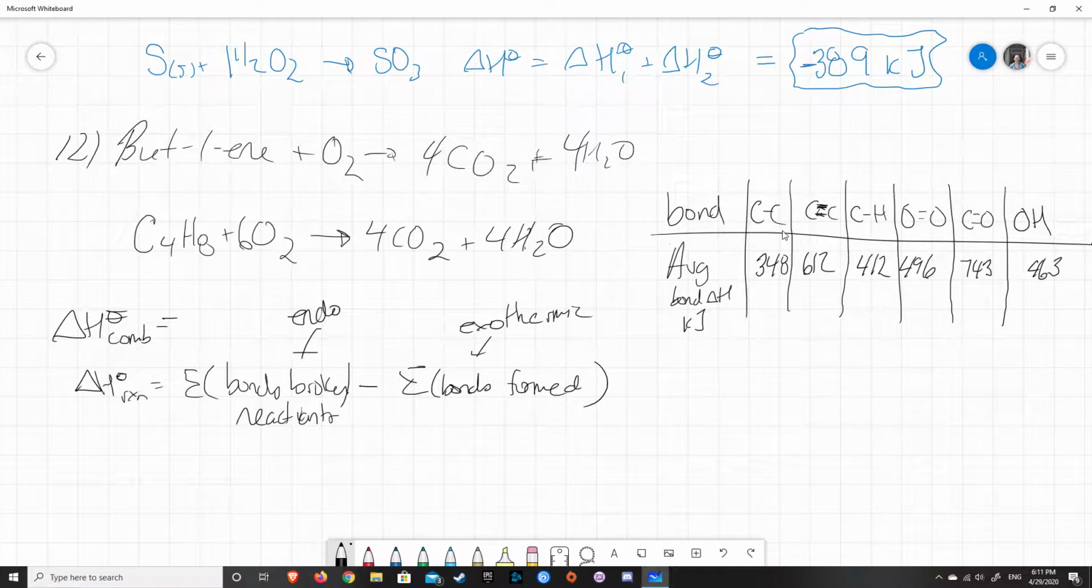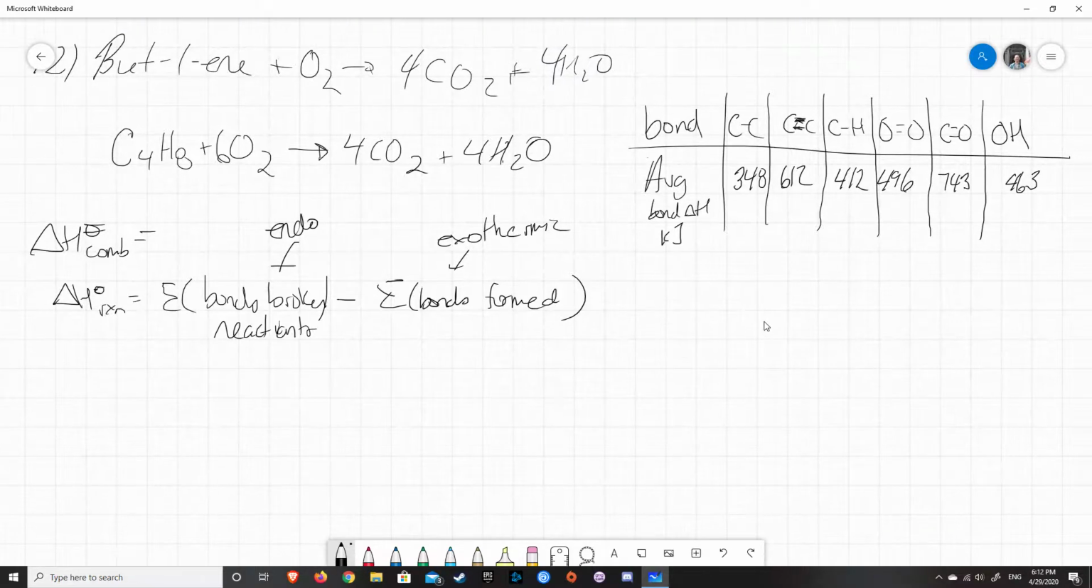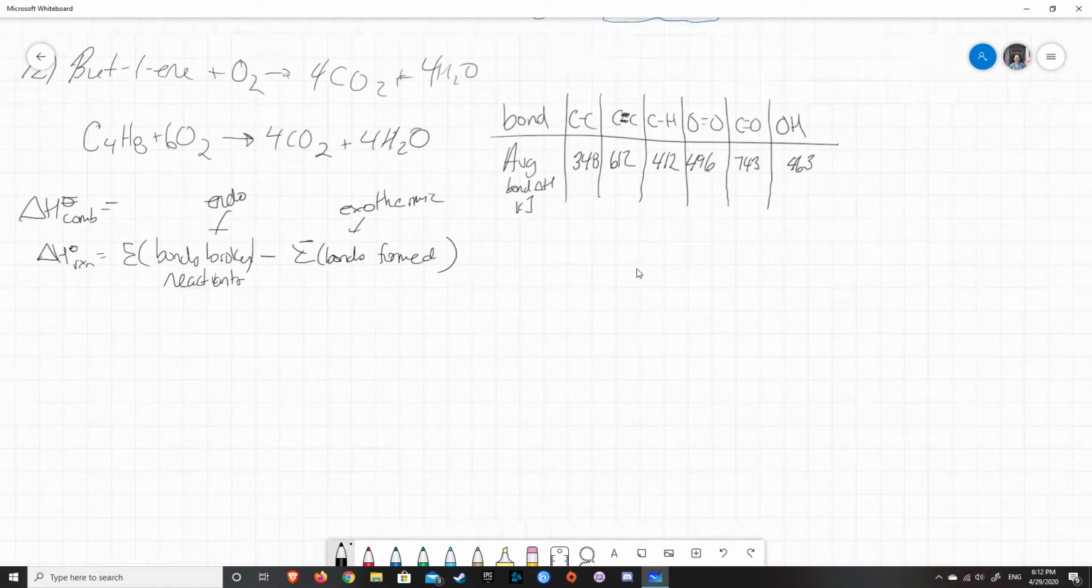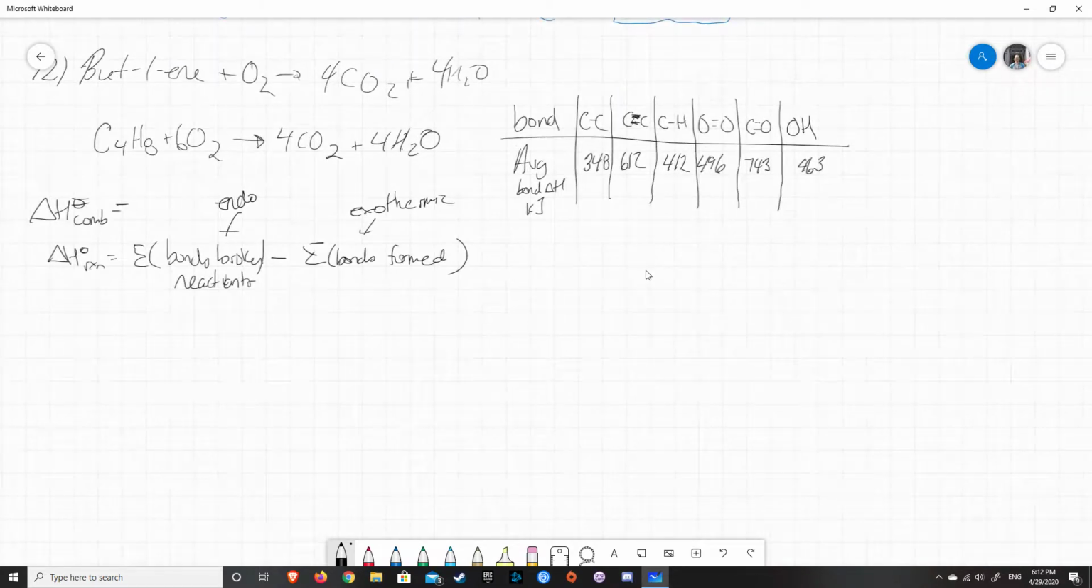Remember, bonds being broken is endothermic, and bonds being formed is always exothermic. So let's work our way through this question. I'm just going to scroll down and zoom out so we've got a bit more space, because this might be a bigger question. We have to draw out the structures, because we don't know what the bonds are without drawing out the structure.